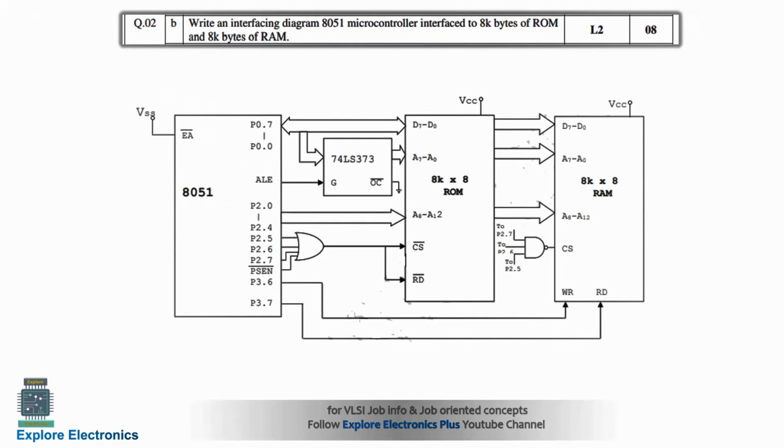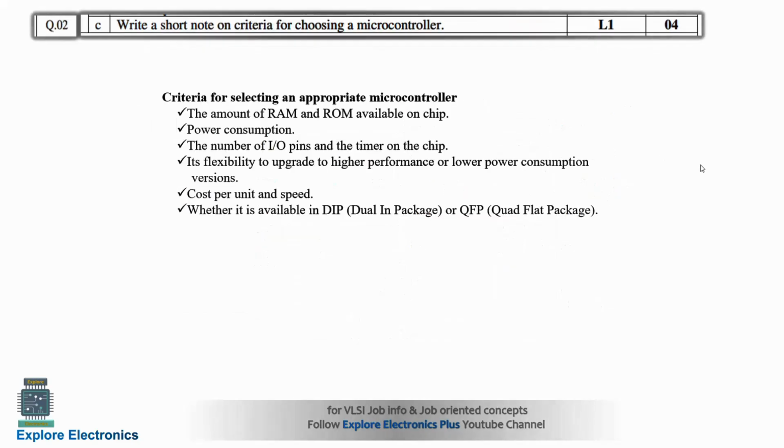So here you have seen the interface diagram. So this 8051 will support 8K, 16K also, RAM and ROM. So this kind of external devices, how we can connect and what is the maximum flexibility it has for high performance and low power consumption we need to see. And also cost per unit and speed, and whether it is available for dual in package or it is quad flat package we need to see.